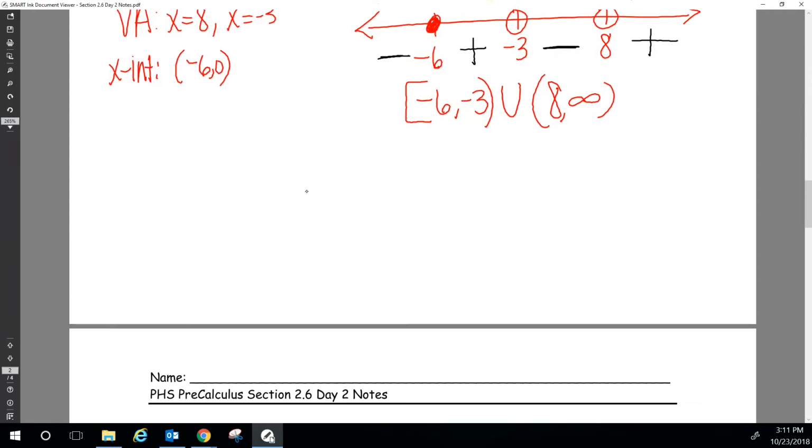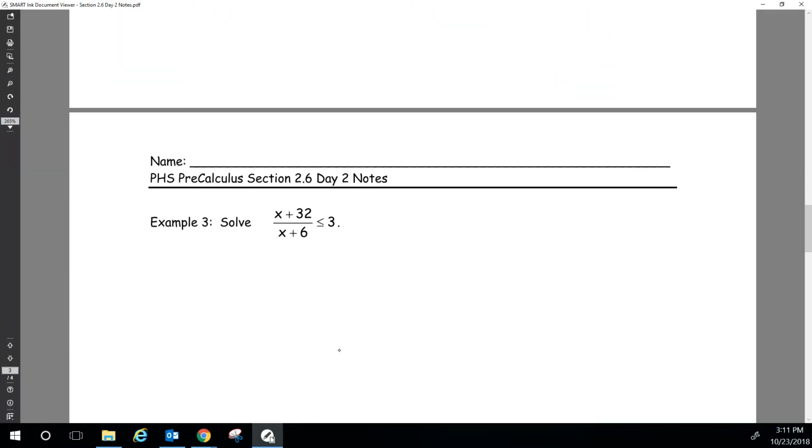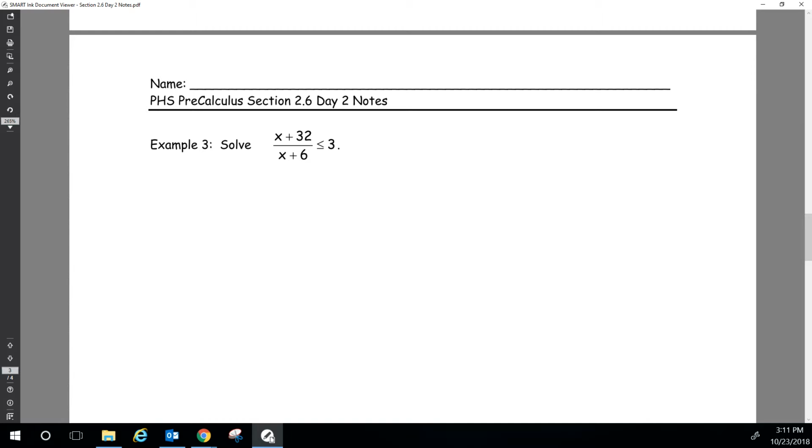Hi guys, here's video 2 for section 2.6, day 2. We are still solving rational inequalities. For example number 3, we have a little bit of work to do before we can find our x-intercepts.